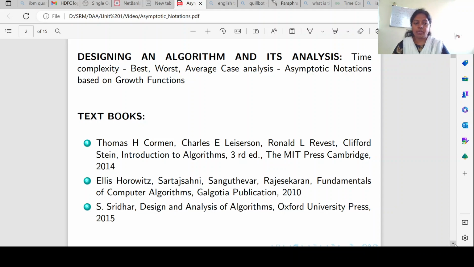Actually, we have four textbooks mentioned in our syllabus. The first three textbooks cover algorithm topics well. You can follow any of the books. I suggest you follow the first one, Cormen. This is a very good book. Sahni also you can follow for fundamentals of algorithms. Anyone who wants to refer to more examples and exercises, you can go with the Dr. Sridhar Design and Analysis of Algorithms book.